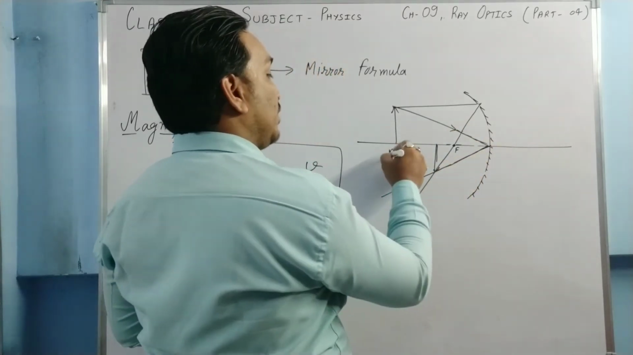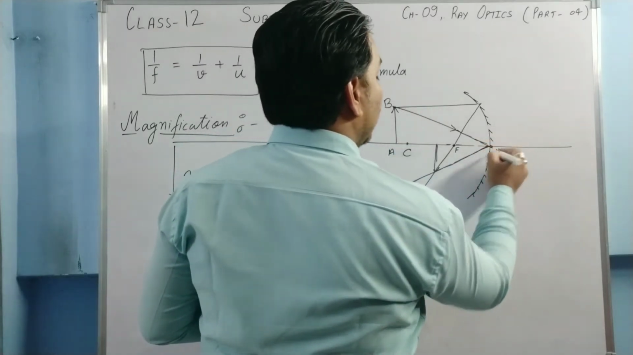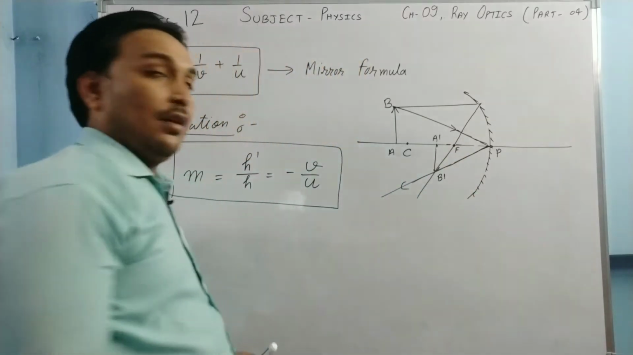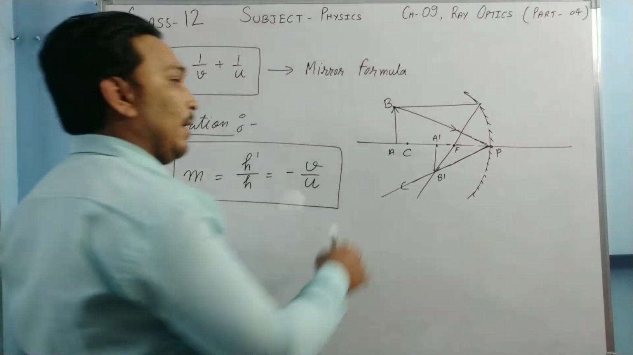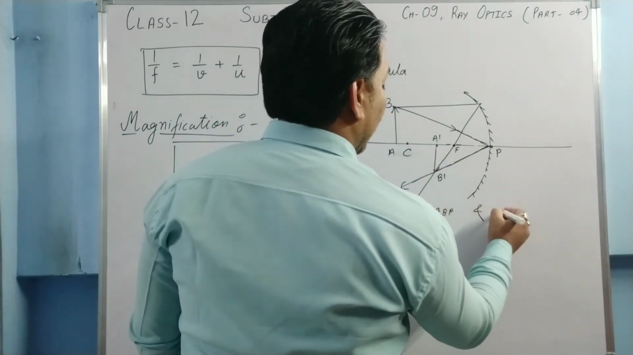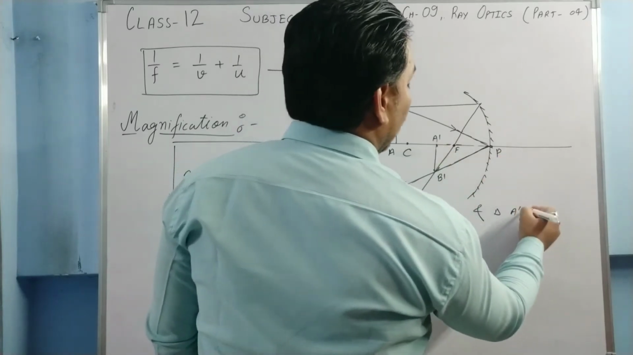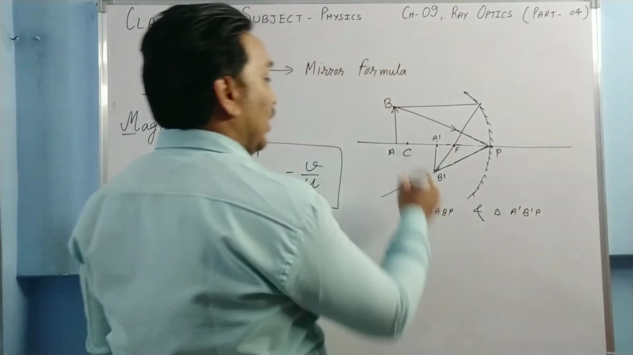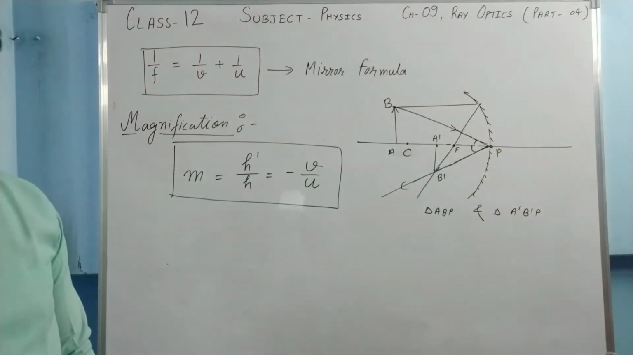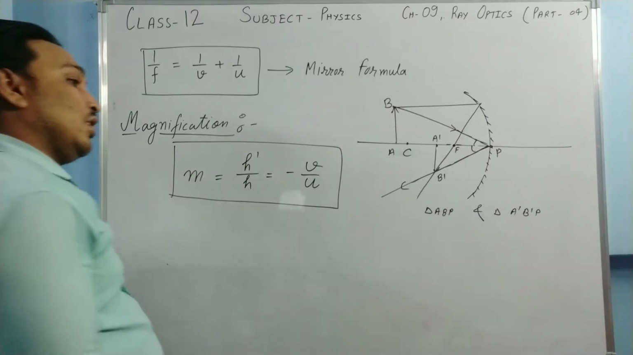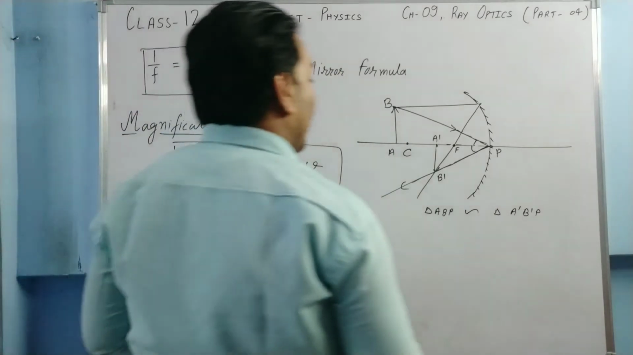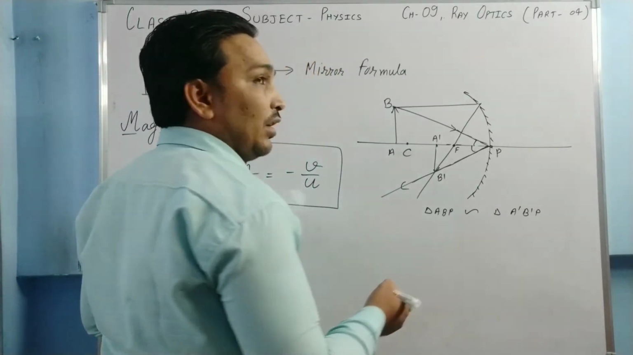Okay, so in this one we always have two triangles in such a manner that they are similar to each other. Just see, we have triangle ABP, and the triangle A dash B dash P. They are similar to each other. One angle is 90 degree, another angle, these two angles are going to be equal only, because one is angle of incidence, other is angle of reflection. So basically these two triangles are similar to each other, and if they are similar to each other, what we can write? We can write the ratio of corresponding sides are equal.